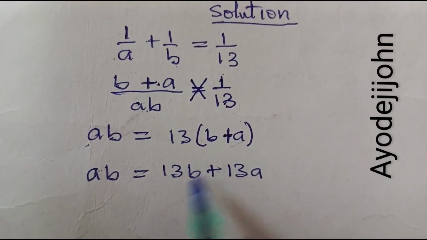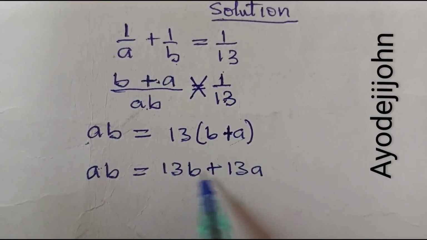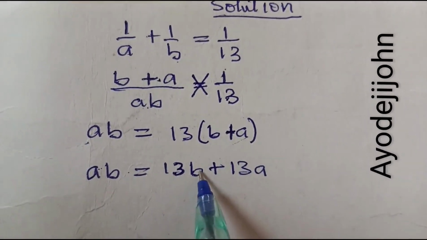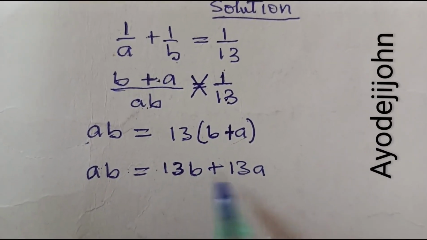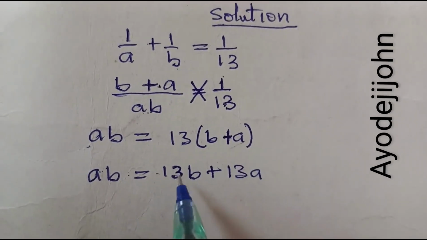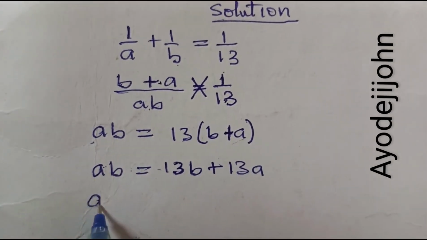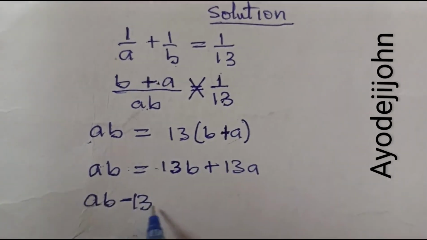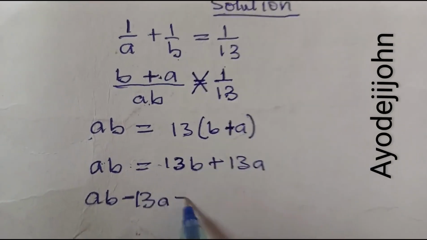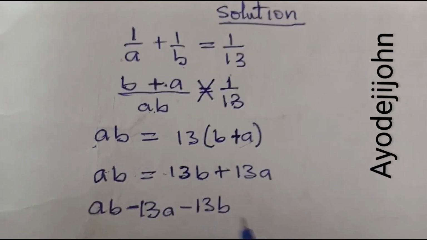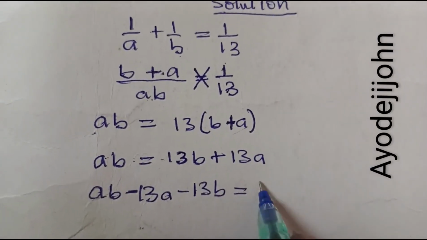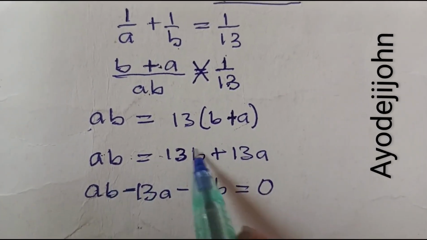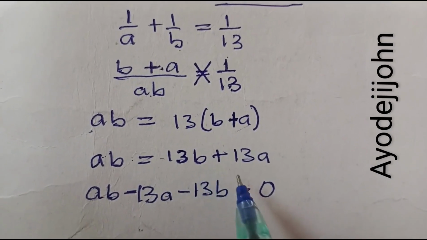Then let's move all of these at the right hand side to this side. When we move them to the other side, their signs will change. This plus will turn to minus. So we have AB minus 13A minus 13B equals 0. When we move everything to the left hand side, we are left with nothing, so it is 0.